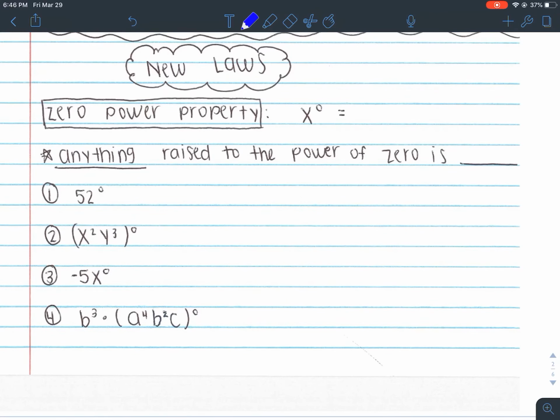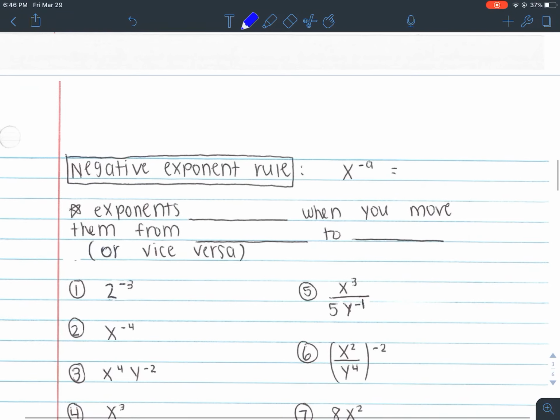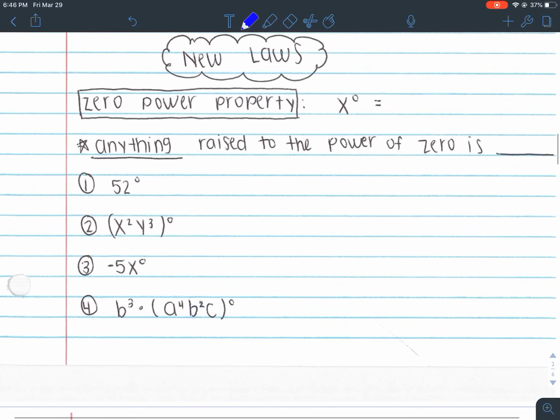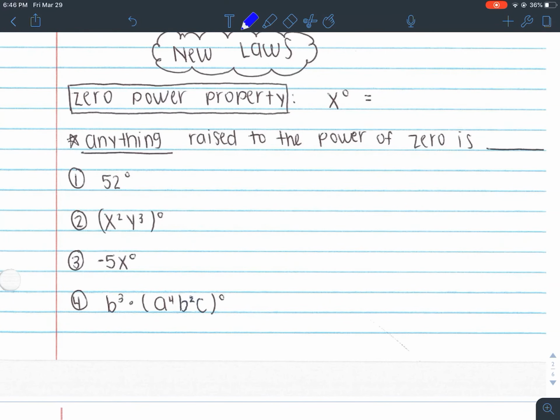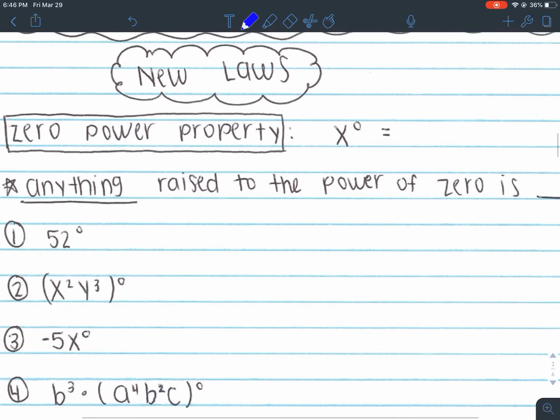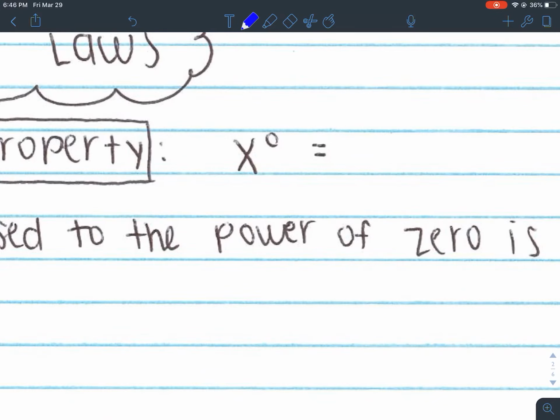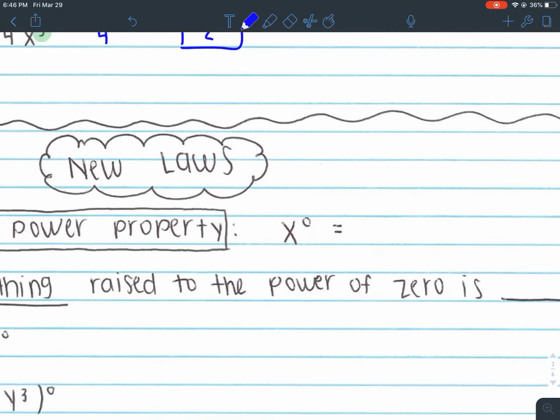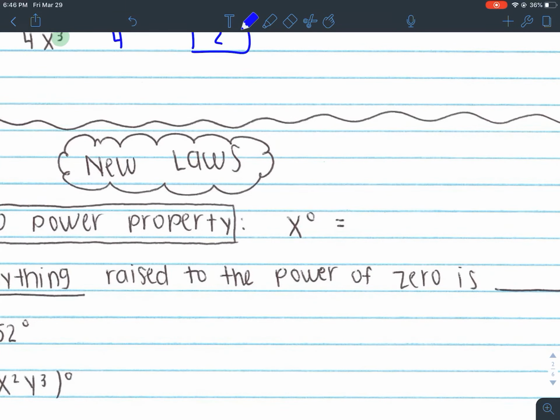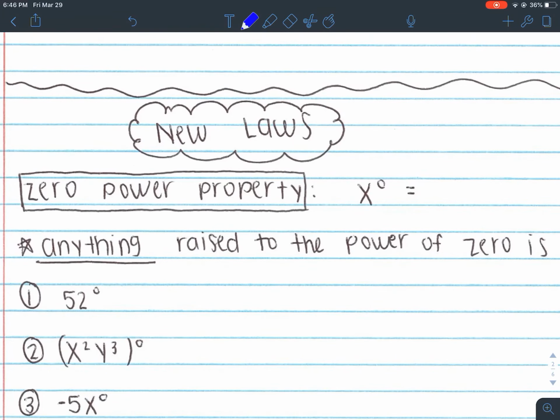Here are the new laws. We're going to talk about the zero power property first. This one's the easier one of the two. The negative exponent rule is more difficult, more thinking sometimes, more actual doing, but the zero power property is pretty straightforward. So I want you to grab your calculator if you have one and put 5 to the 0 power in your calculator. Put 5 to the 0 power, put 7 to the 0 power, see what you get, okay?